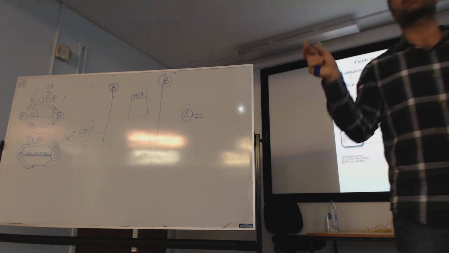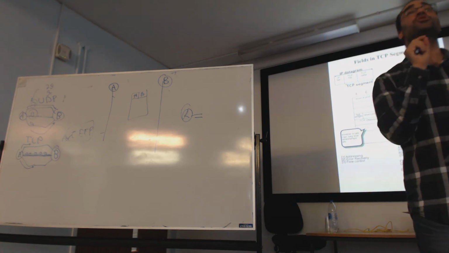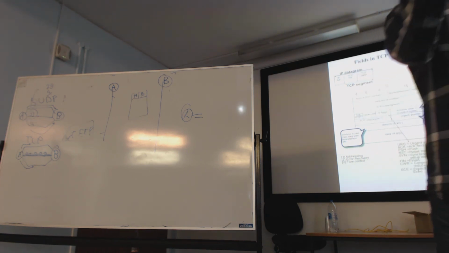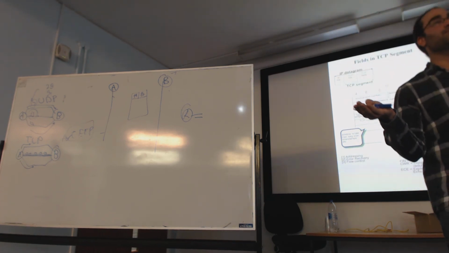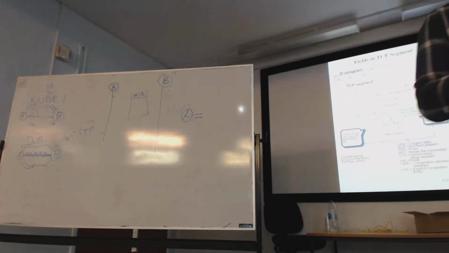I want you to understand exactly what that is. ECE and CWR are congestion window reduced. That's basically the congestion control, and I'll explain that within the congestion part, okay? So basically flags are an indicator of whether that action happened or not. It is 1 or 0, basically. Okay? Any questions before I move on with TCP?